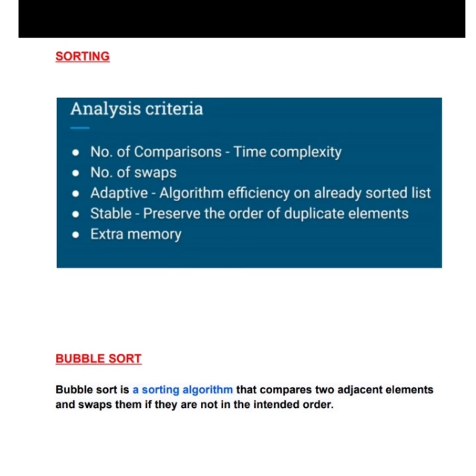Today we are going to see about sorting. So what is sorting? A list of numbers arranged in a particular order, that is, ascending order or descending order, is known as sorting.